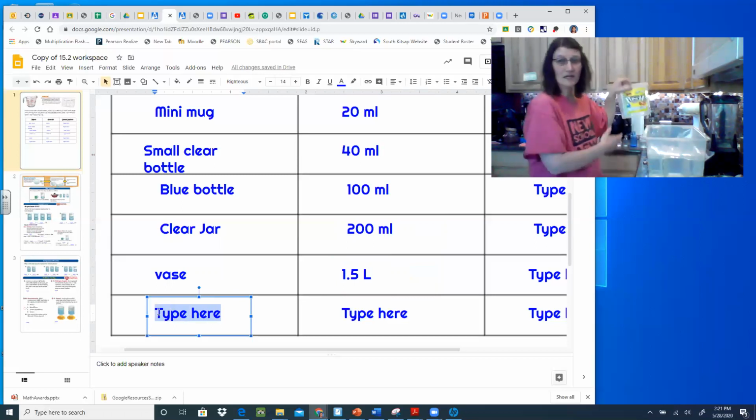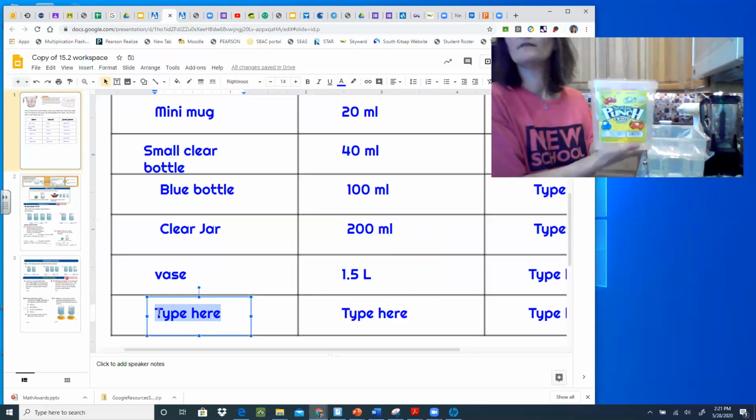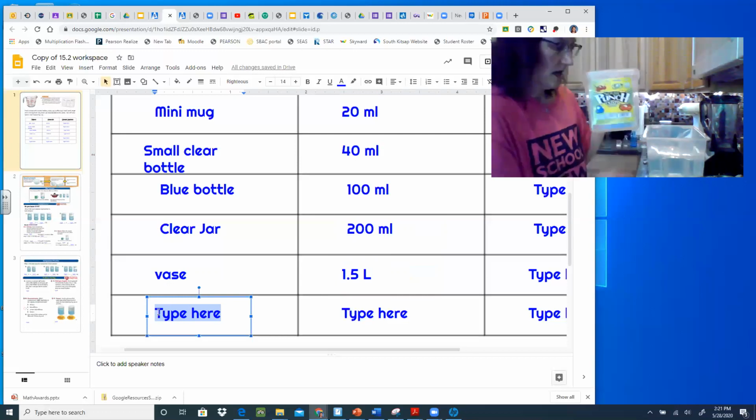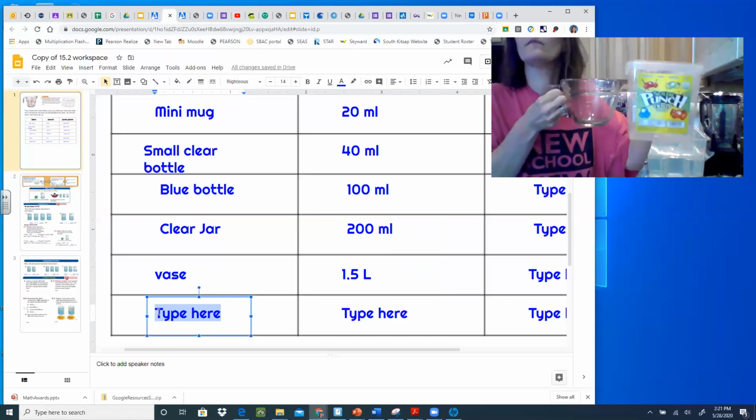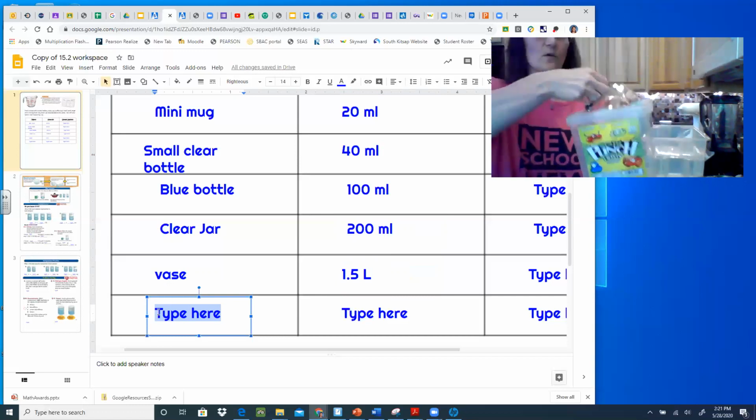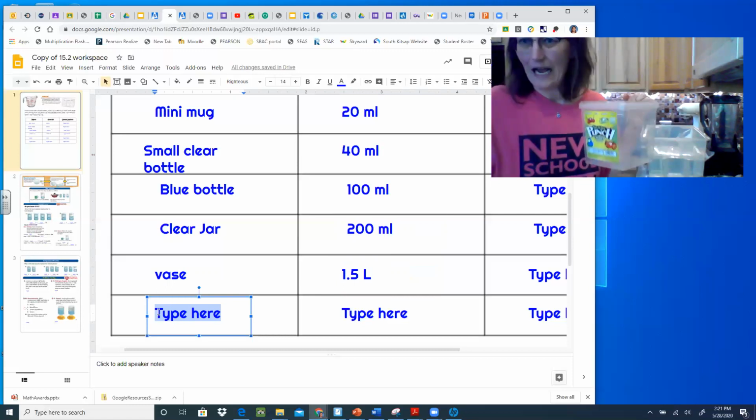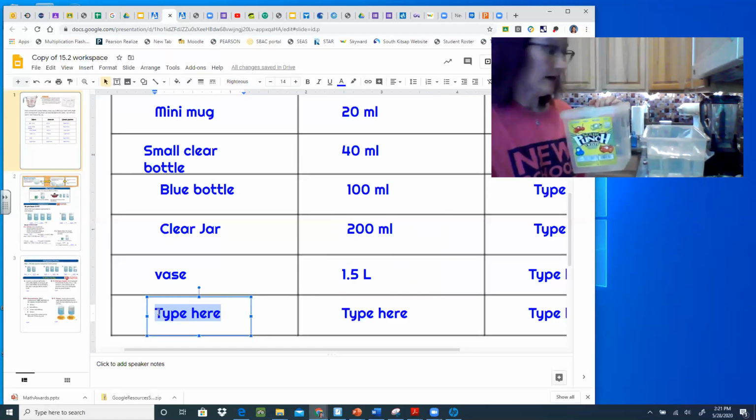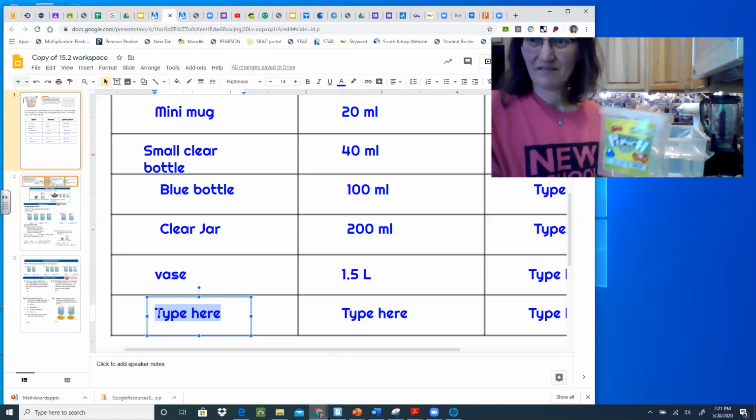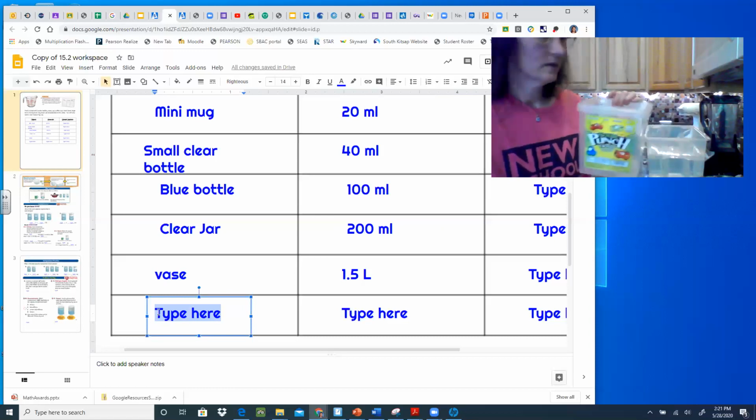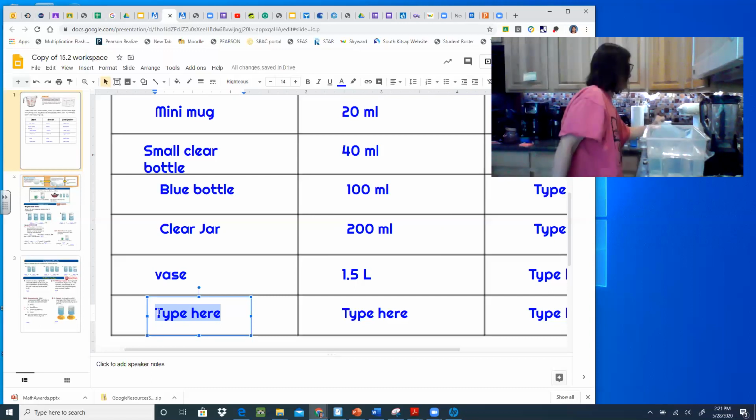Now I have my big container of sour punch things. And it's quite a bit bigger. This whole thing fits down in it. So I'm going to ignore the writing I have on the back from last year, and I'm going to guess. Most kids usually guess 3. So I'm going to guess 3 on that.